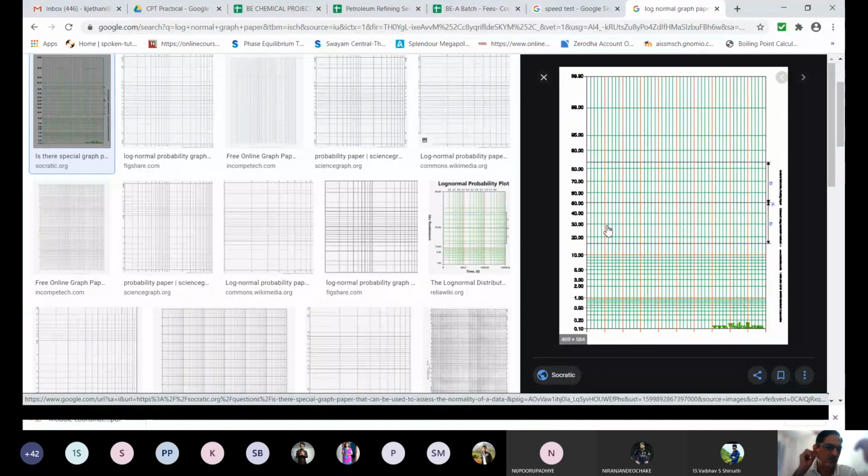If you take log value, log of 1 क्या होता है? Zero. Log of 10 क्या होता है? 1. Log of 100 क्या होता है? 2. 2 होता है.